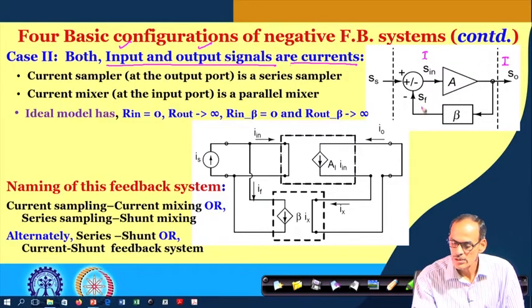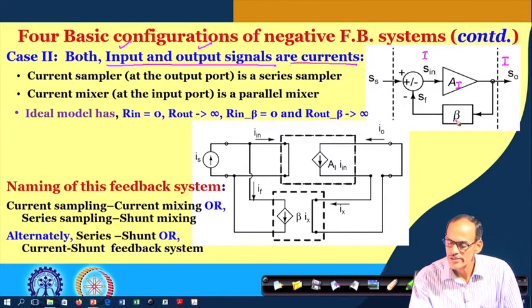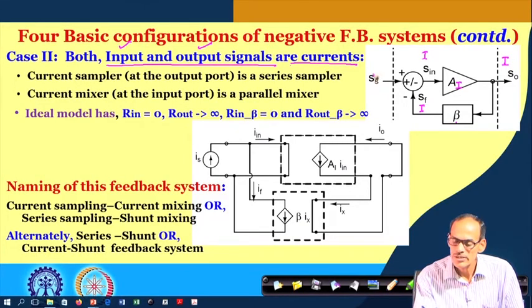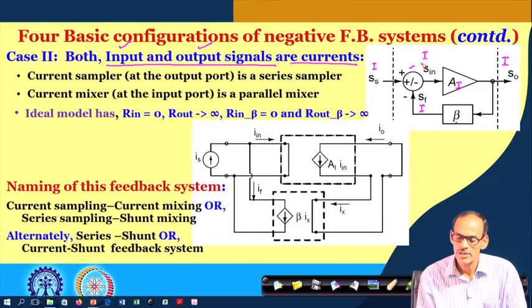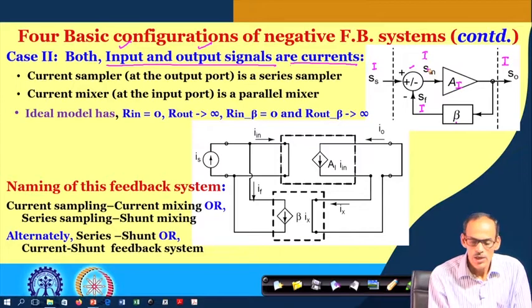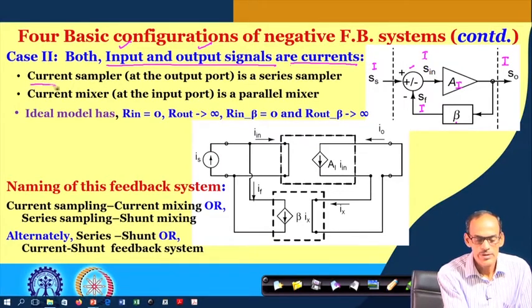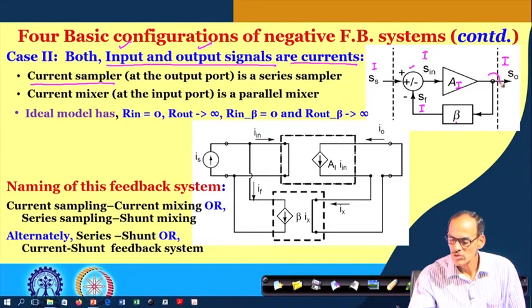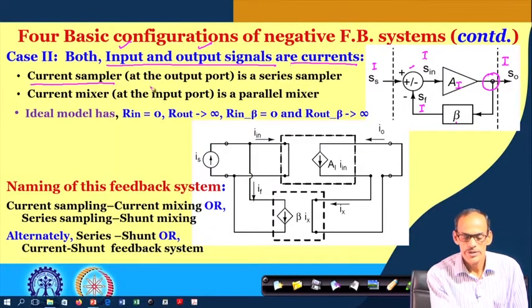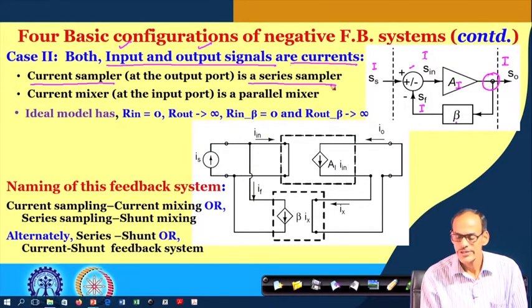Of course, then this is unitless and you may say this is current gain, and likewise beta is also unitless, because it is converting current to current. And then this primary port signal should also be current, so that the mixer will be able to mix the feedback signal and the primary signal to generate S in. So, now the current sampler, whatever sampler we will be using at the output port, it should be in series.